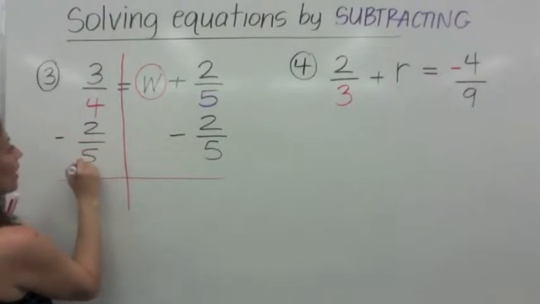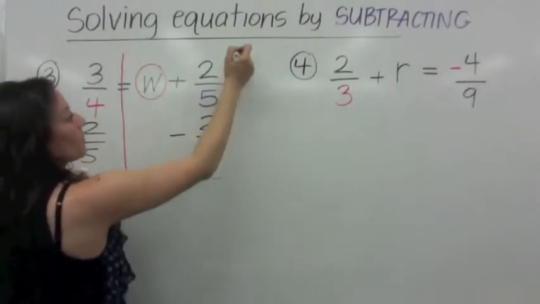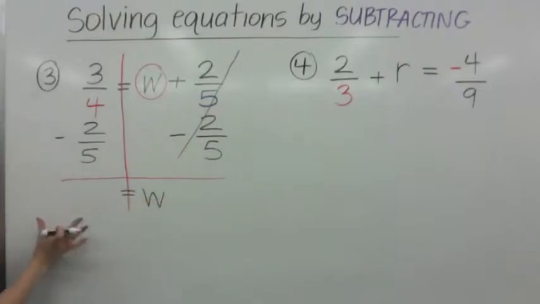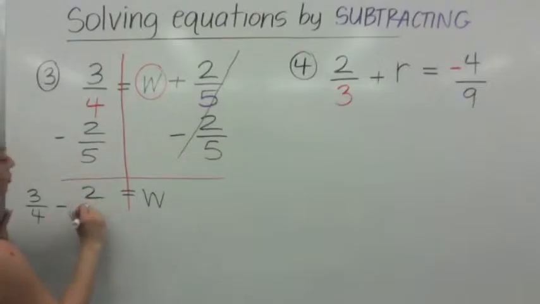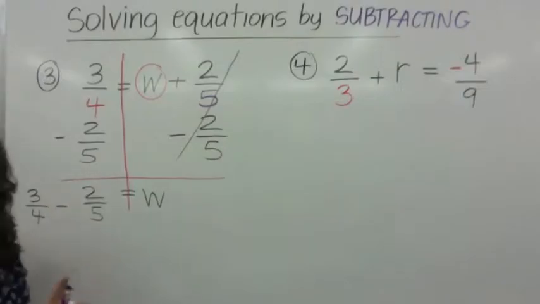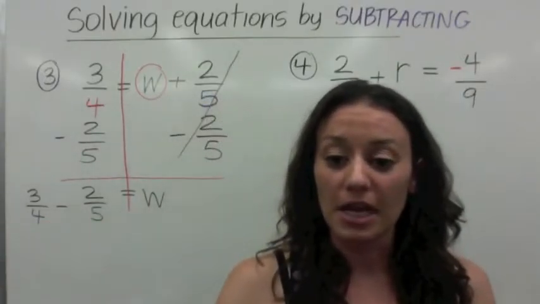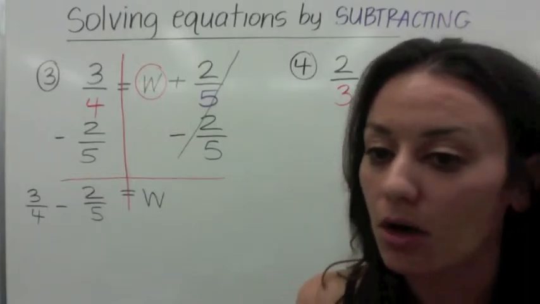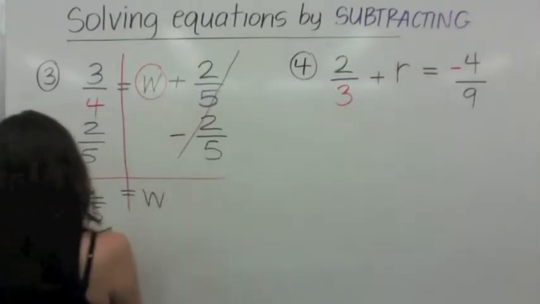Check this out, okay? 2/5 minus 2/5 is 0, okay? Now w is going to equal, I'm going to go ahead and write it horizontally, 3/4 minus 2/5. Okay, now we're going to have to subtract fractions with different denominators. One is in fourths and one is in fifths. Can you do that? No, you need a common denominator. Let me show you a very nice shortcut. Are you ready? It's called the butterfly method.